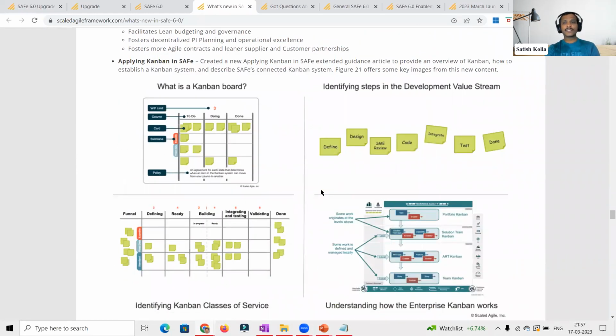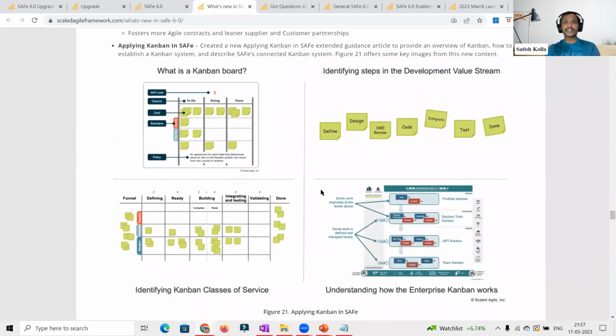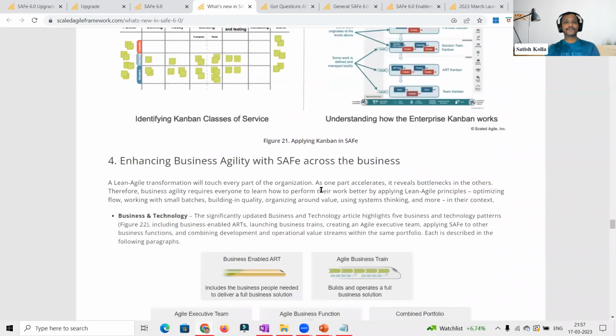The Kanban is again highlighted. If you have to quickly recap the total focus of the 6.0 changes: giving clarity again on the responsibilities, defining the key stakeholders of coordination, improving the focus on the flow, and focusing on Kanban as an implementation.